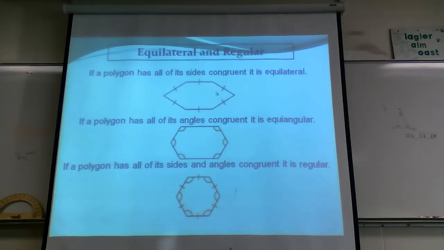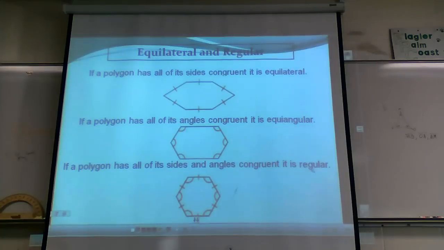So all of these up there are convex hexagons, because they all have 6 sides. The difference is that the top one's equilateral, the middle one's equiangular, and the bottom one is both of them, so you say it's regular. Anytime from now until the end of the book, this word will pop up a lot. When they say it's a regular shape or regular whatever we're dealing with, that means that all the sides and all the angles are exactly the same.